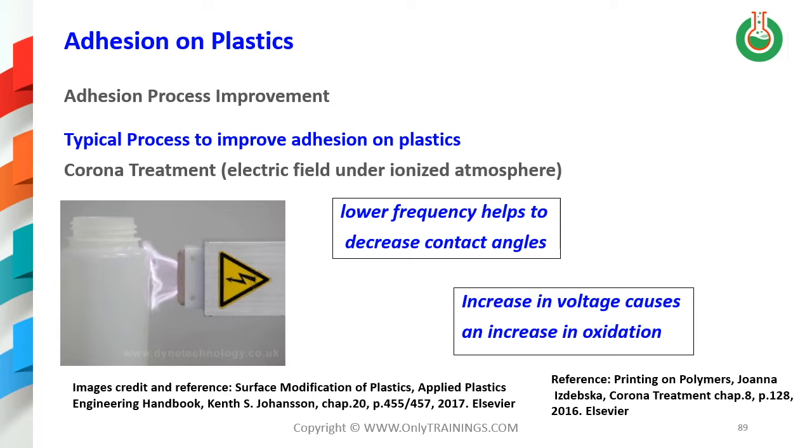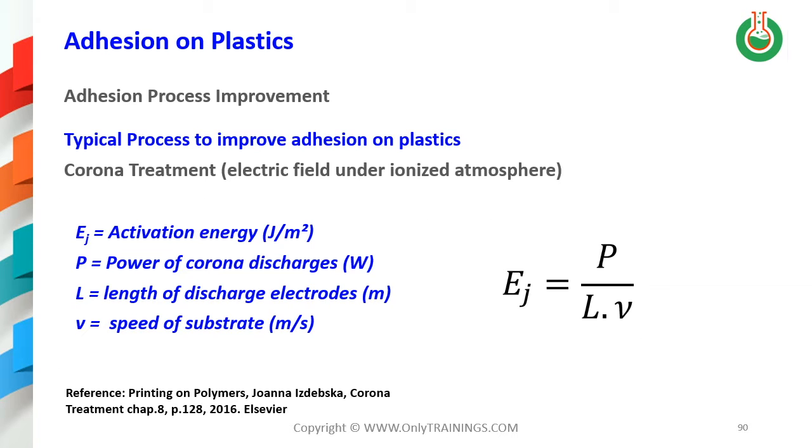Here are some tips we can mention about the corona treatment. Lower frequency helps to decrease contact angles, and increasing the voltage causes an increase in oxidation. And here is a very useful formula in order to predict the activation energy necessary to increase the surface free energy. It is related to the length of the discharge electrode, the speed of the substrate, and the power of the corona discharges.